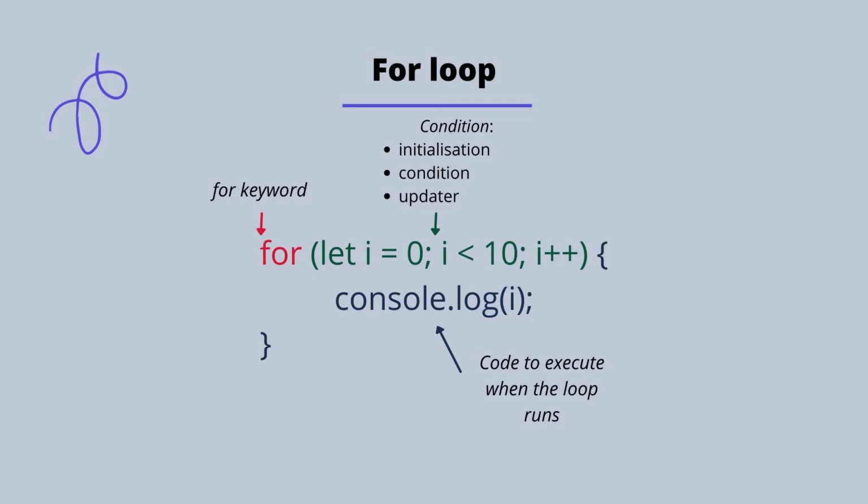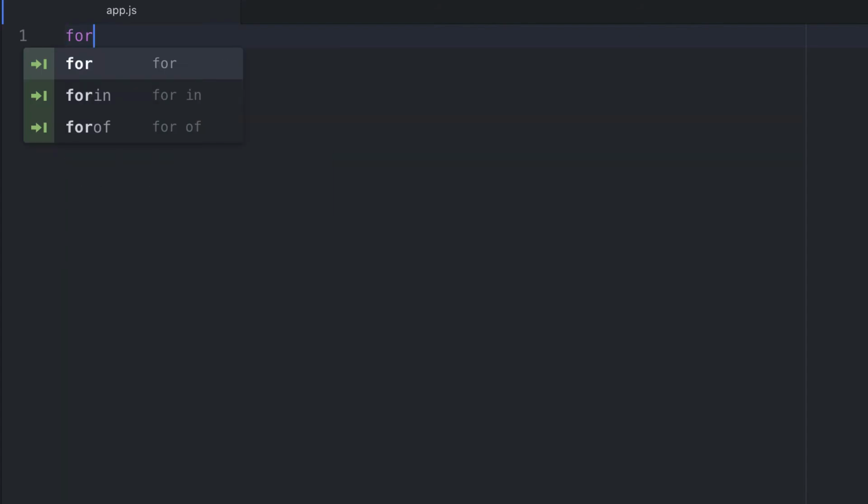So for loops have three key parts to them. The for keyword, the condition, which comprises the initialization, condition and updater, and then the code to execute when the loop runs. So let's have a look at this in more detail. We start by using the for keyword, after which we add a set of parentheses. Now let's move on to the condition section.